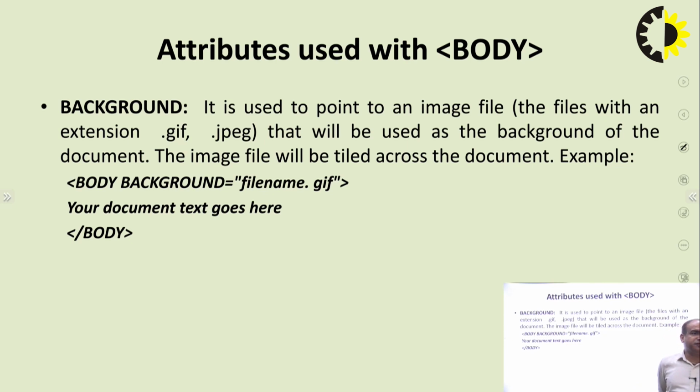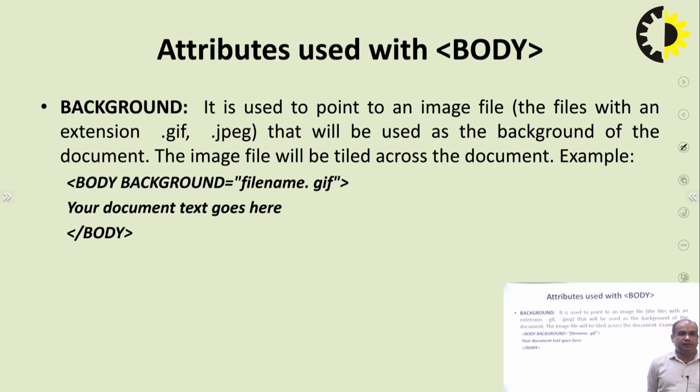The next attribute used with body is background. Sometimes we want to set a background picture on the web page. It is similar to the watermark used in a Word document. It is used to display an image file with an extension of GIF, JPG or PNG, which will be used as the background of the document.